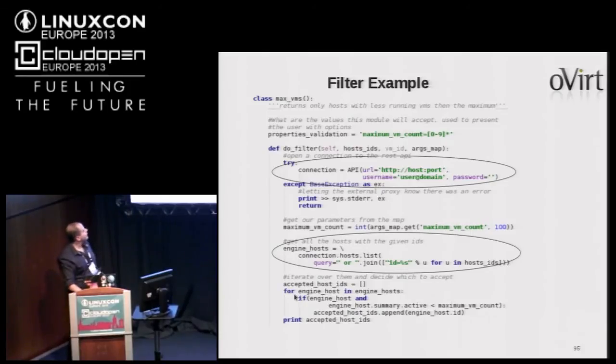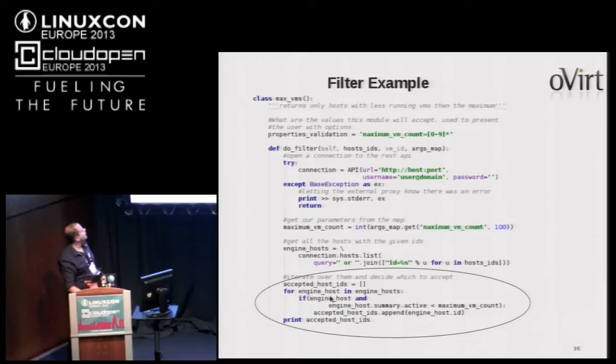And then I'm going over the hosts one by one, and I'm checking whether the number of active VMs on the host is smaller than the maximum. If it is, then I can use this host in order to run the VM. If it's not, then I can't. So this function basically filters out hosts that have more than 100 VMs in this case. Am I clear? The Python SDK. This is Python. Yeah, it's using the Python SDK to do that.